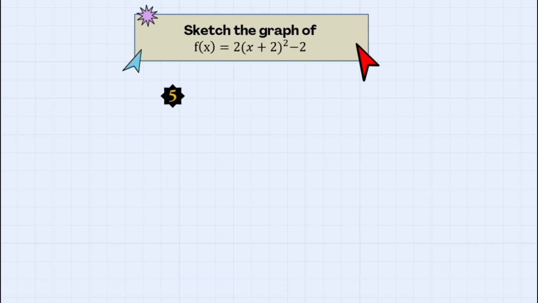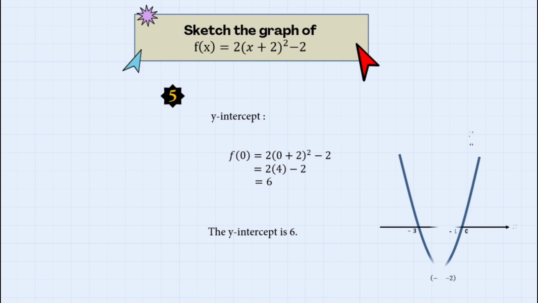We have reached step 5. In step 5, we need to find the y-intercept. In order to find the y-intercept, we substitute the value of x with 0. Hence, when we calculate, we get f of 0 equals 6. Therefore, the y-intercept is equal to 6.